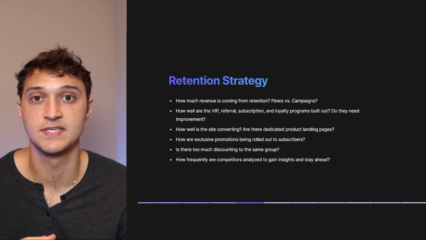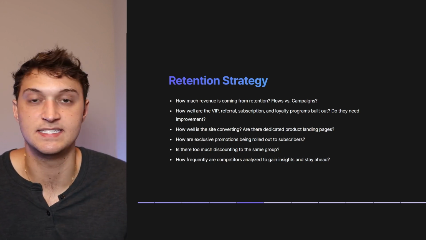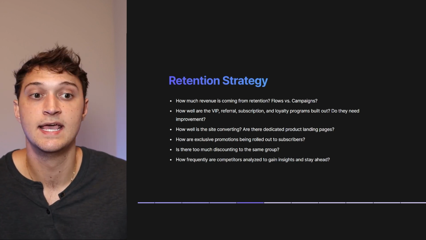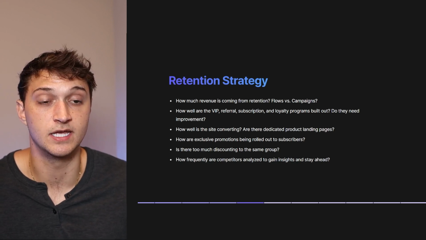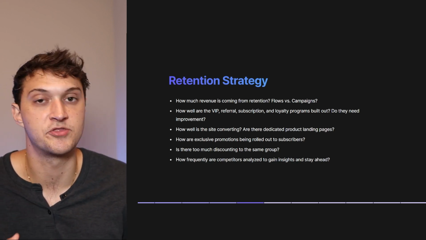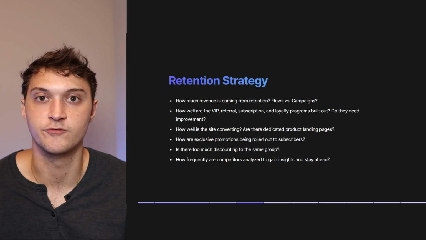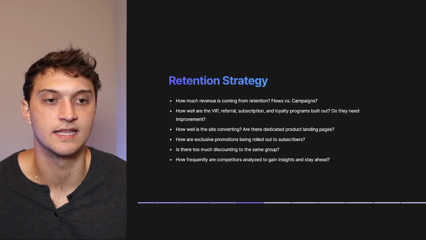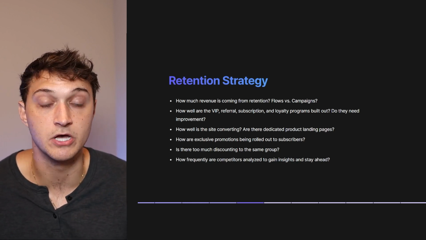Flows versus campaigns. At the high end, it might be a 70-30 split, with about 70% of your revenue coming from campaigns and flows being about 30%. Again, it's going to vary. But if we've seen really dialed-in campaigns, that 70-30 split between campaigns and flows is what we like to aim for.